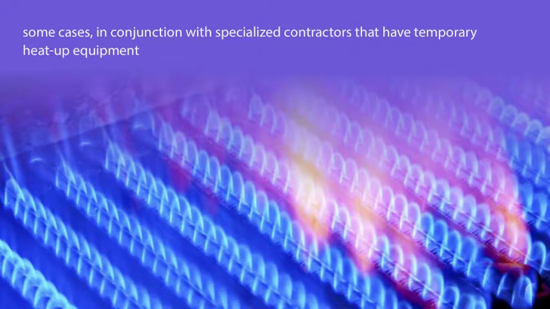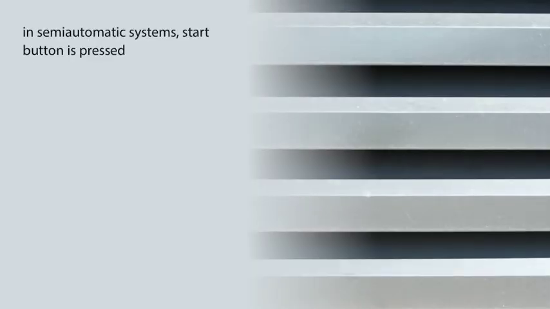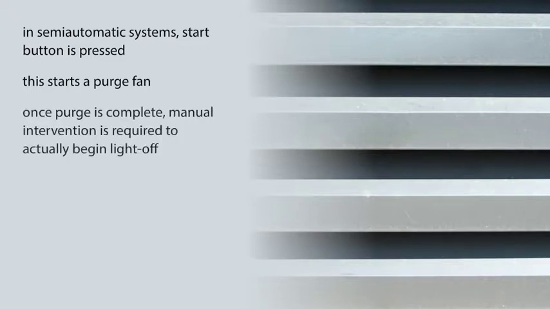This equipment has burners that get systems such as refractory and holding vessels near operating temperature before the equipment's integral built-in burners are started. Preheating using temporary equipment is common for coke ovens, some zinc refining processes, steel ladles, and glassmaking equipment. In the case of semi-automatic systems, a start button is pressed. This starts a purge fan, and a timed pre-fire purge sequence begins once airflow is proven. Once the purge is complete, manual intervention is required to actually begin the light-off.